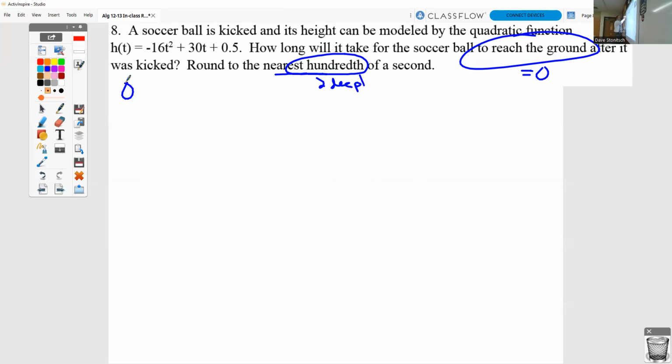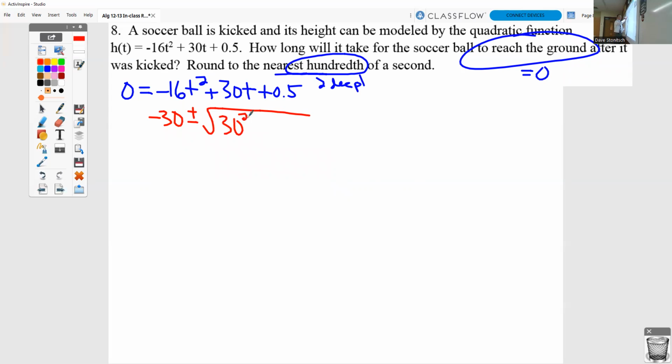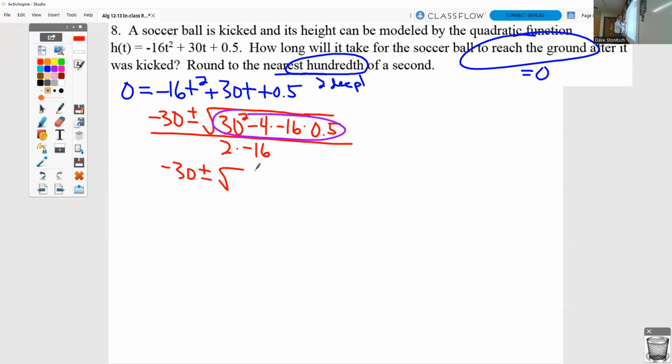So we're going to have 0 equals negative 16t squared plus 30t plus 0.5. I'm going to use the quadratic formula. Anytime it asks for decimals, I would definitely use the quadratic formula. It's just easier. So we have negative b, negative 30, plus or minus the square root of b squared, 30 squared, minus 4 times a times c, all over 2 times a. So we have negative 30, plus or minus. When you type this into the calculator, you get 932. So square root of 932 all over negative 32.